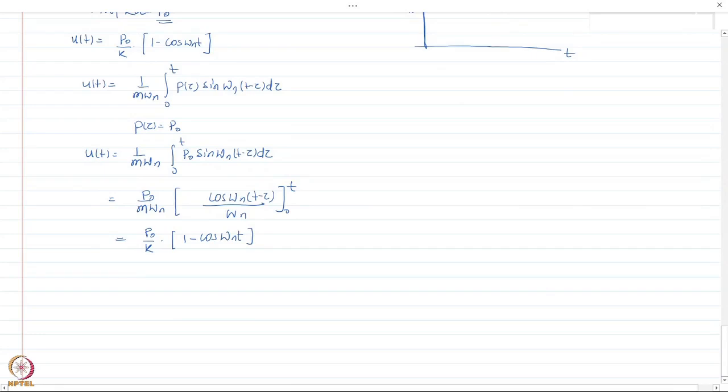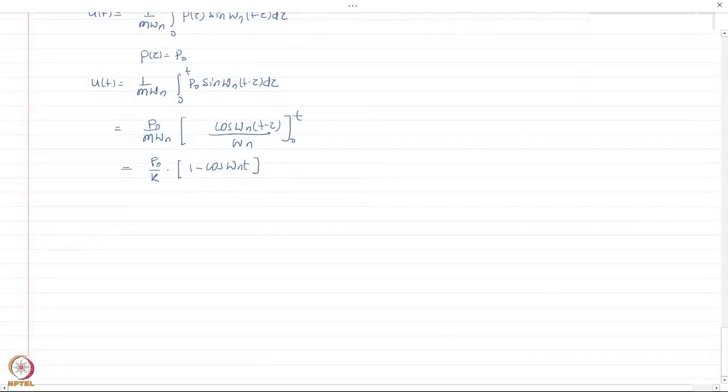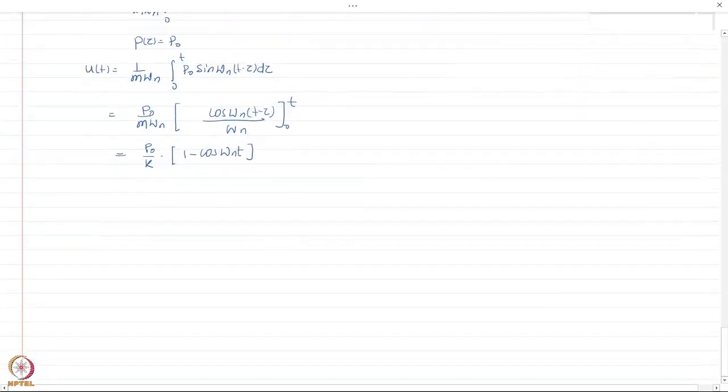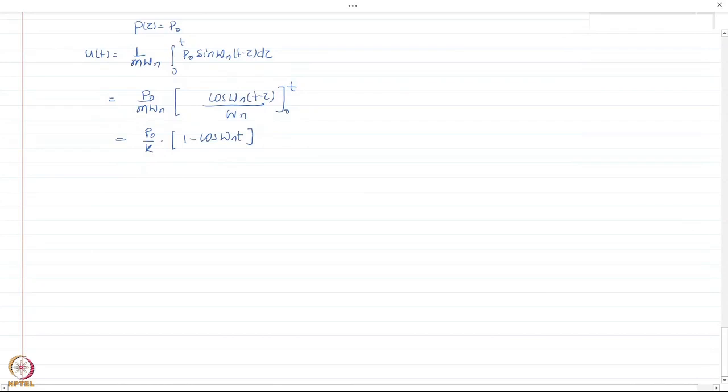So in this case, what do you see? The response to a step function is p naught by k times 1 minus cos omega n t. We say that this is the response.